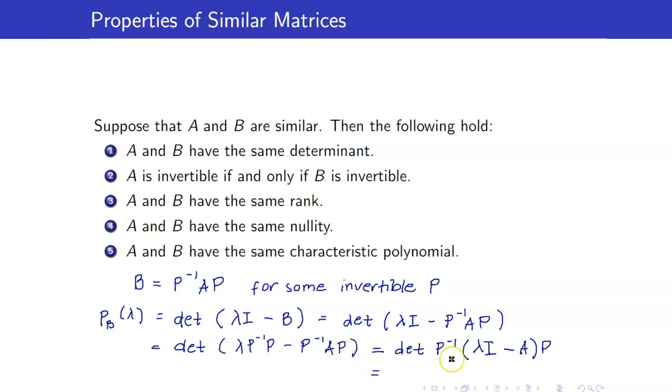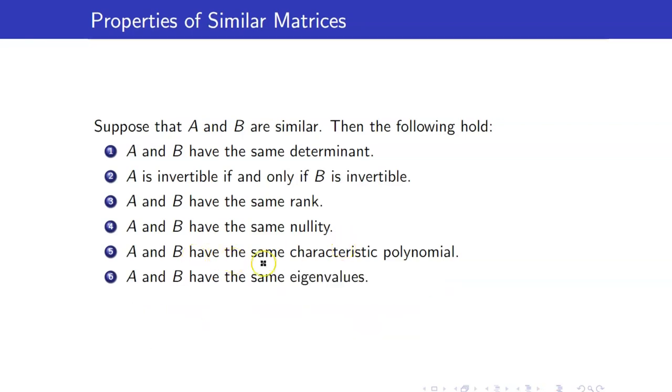And therefore, just like what we did in number 1, this determinant is now equal to the determinant of lambda I minus A, because the determinant of P inverse times the determinant of P will be cancelled out. And this is precisely the characteristic polynomial of A. Since A and B have the same characteristic polynomials, they will share the same eigenvalues, because the eigenvalues are just the roots of the characteristic polynomials.